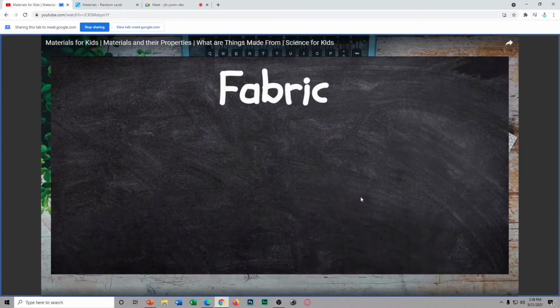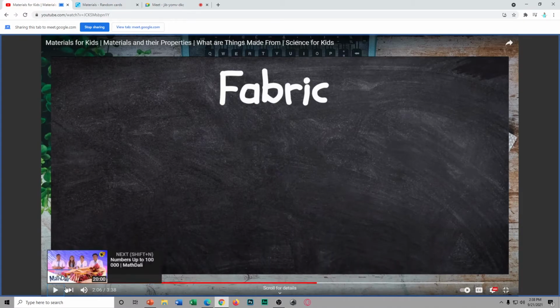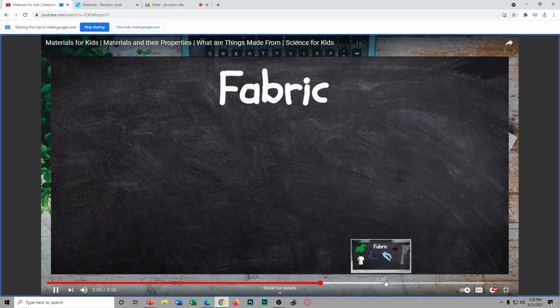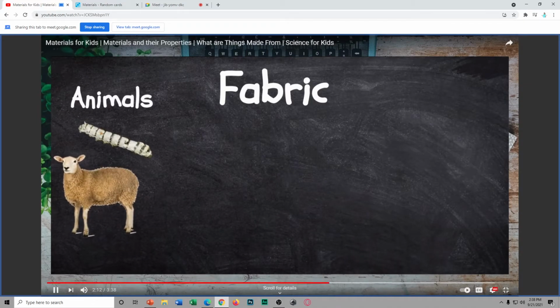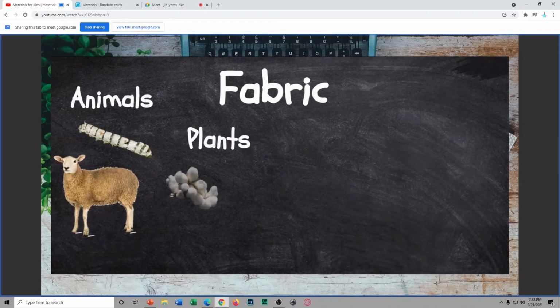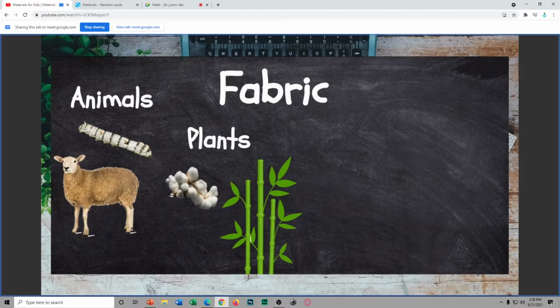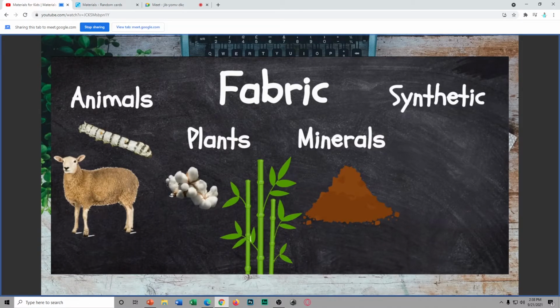Fabric is made from a range of different things. When you say fabric, that is the same as cloth. People call them fabric or cloth, okay? They are the same. The four main sources are animals, such as wool from sheep and silk from worms, plants, such as cotton, bamboo, minerals, like asbestos and glass fibre, and synthetic fabric, such as nylon and polyester.